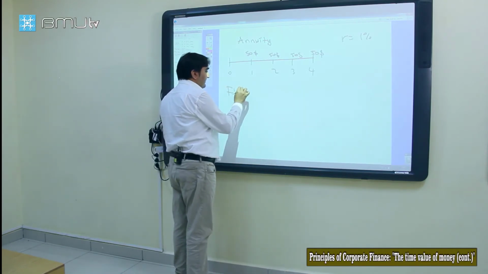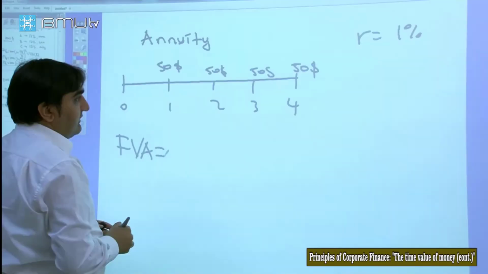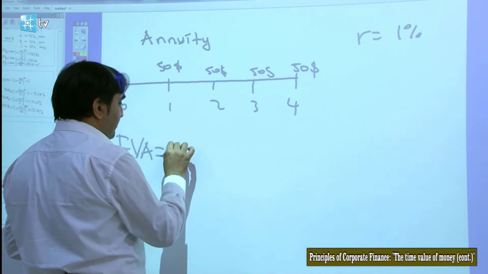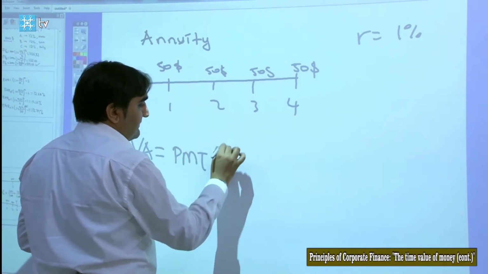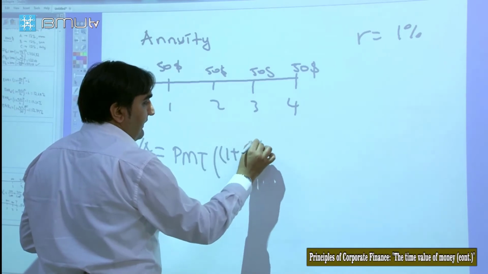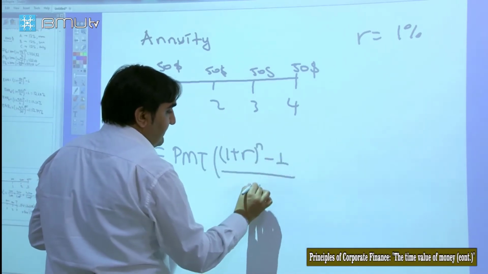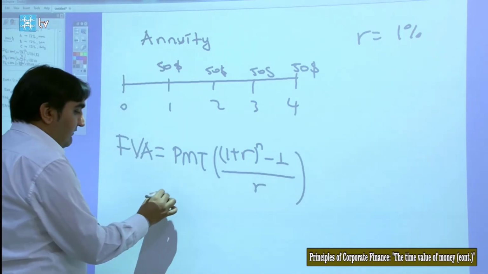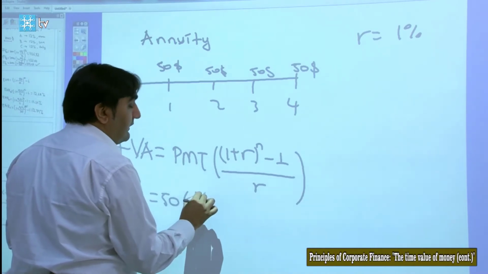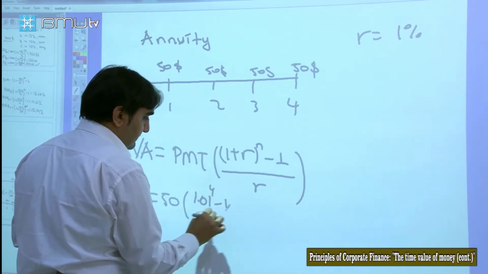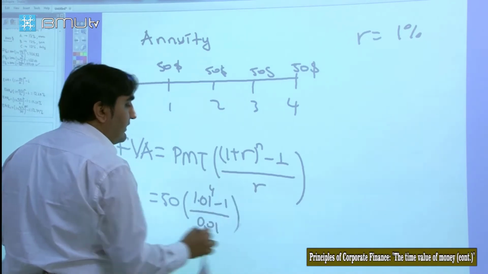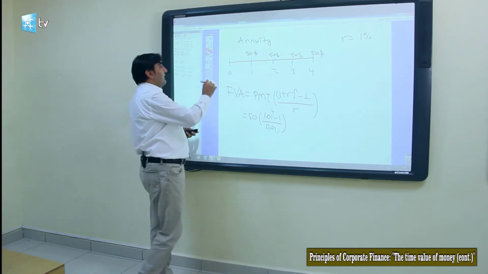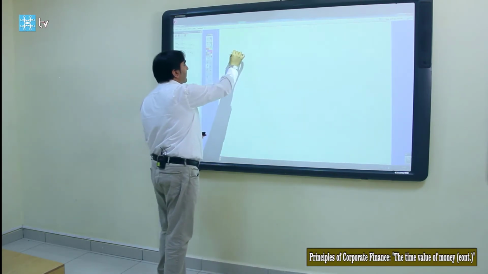Future value of an annuity is calculated with a formula as payment times (1 plus rate) to the power of n, that's the number of periods, minus 1, divided by r. So applying our formula easily, we can find the future value of these $50. Also, we can find present value of an annuity.